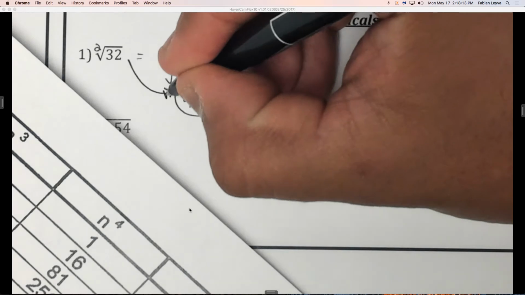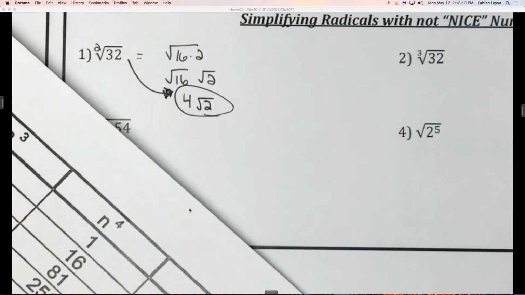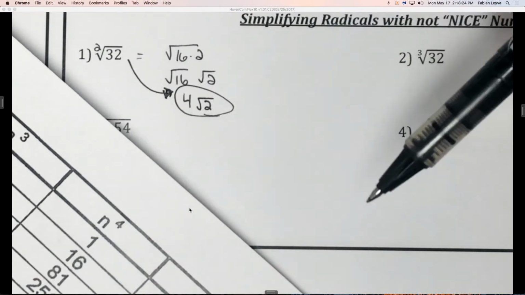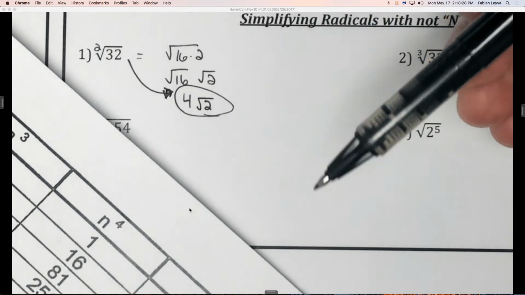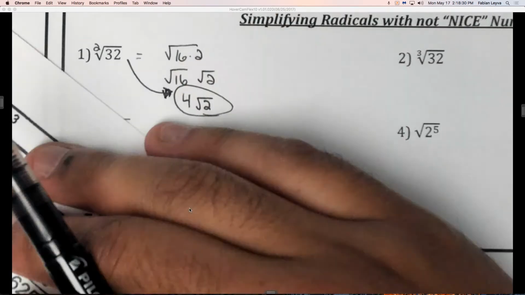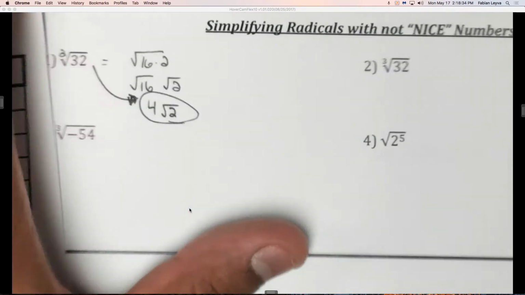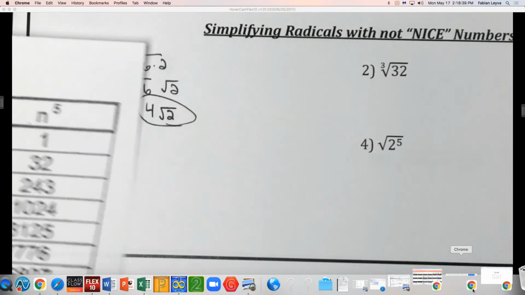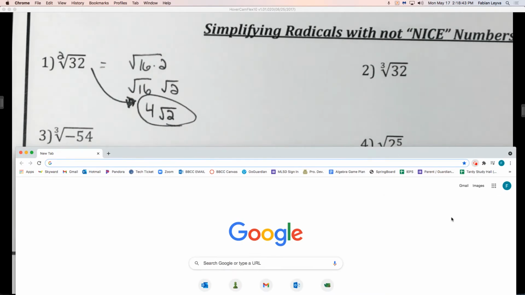Now some students would argue, does this really look any simpler? I wouldn't argue no, but again, mathematically we need something to agree on, and that would be to make sure that there's nothing underneath the radical that can be rewritten as a product of a perfect power or something along those lines. All right, so let's do one with the 3 just to make sure we got it here. So I'm going to let you guys do number 3, give you guys about 20 seconds, and then we'll go from there.